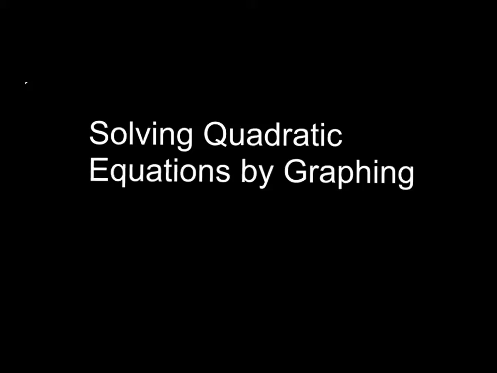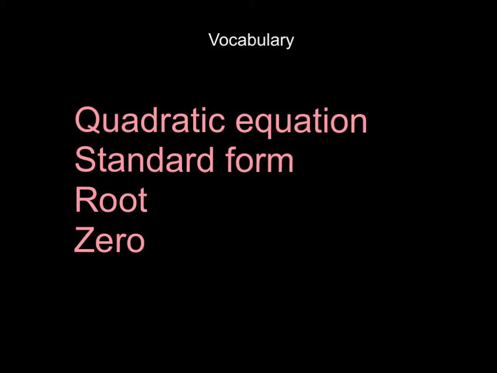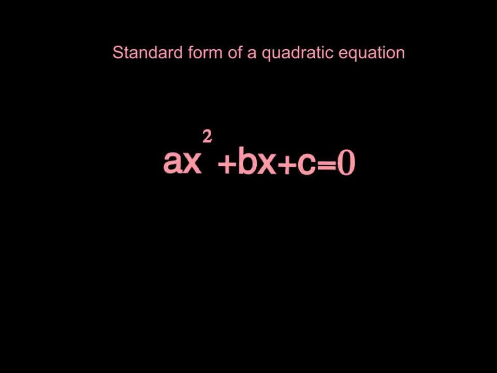Today we're going to look at solving quadratic equations by graphing. Here's the new vocabulary that is going to be introduced in this section, so take a second and write these words down. We have quadratic equation, standard form, root, and zero. The standard form of a quadratic equation is when your quadratic equation is set equal to 0. So we have ax squared plus bx plus c equals 0. That's the standard form, when it's set equal to 0.